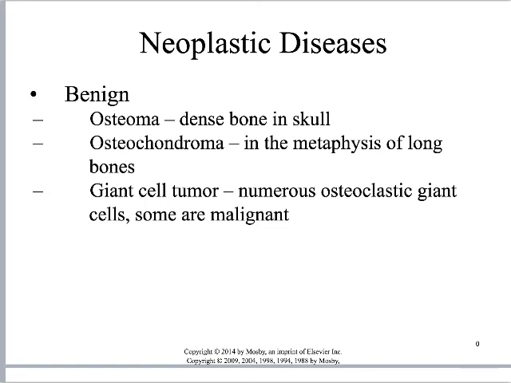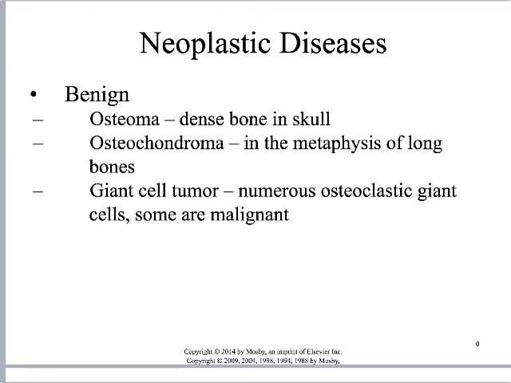In terms of neoplastic diseases, I just kind of singled out these 3 benign ones and 3 malignant ones. An osteoma is a dense bone in the skull, so the skull itself just becomes more dense, right? It's benign in nature, and we don't generally surgically resect it or anything like that. Osteochondroma is along the metaphysis of the long bones. Metaphysis of the long bones, right? So we start to see an increased hardening at that point.